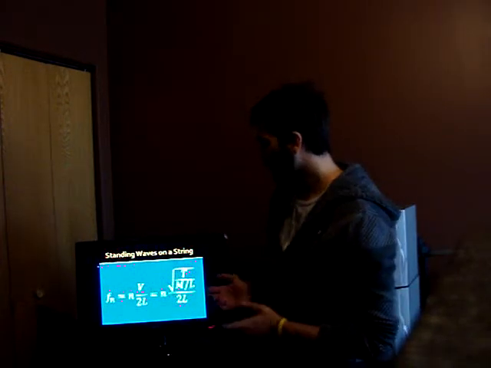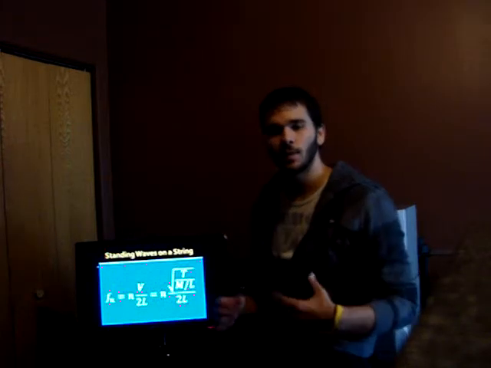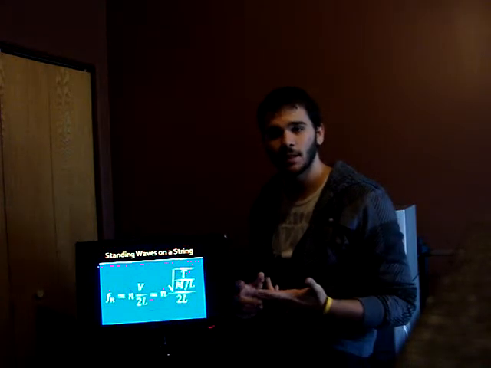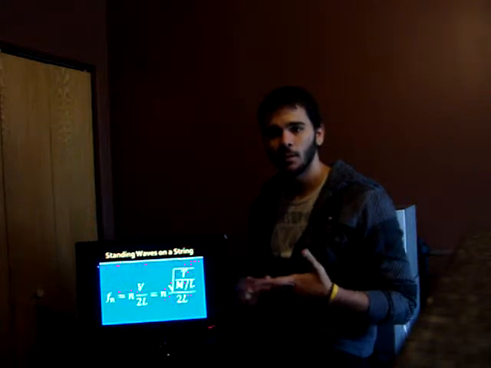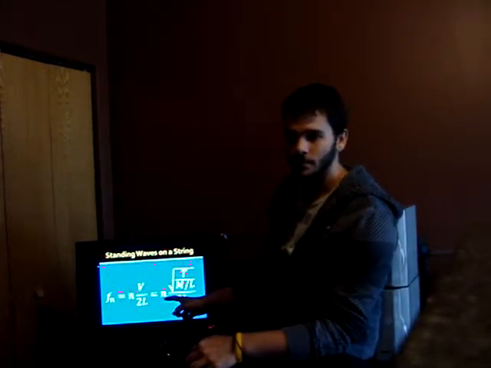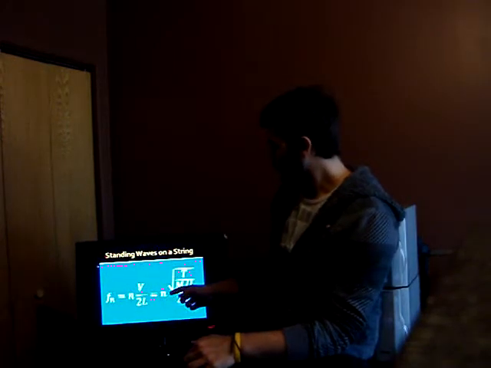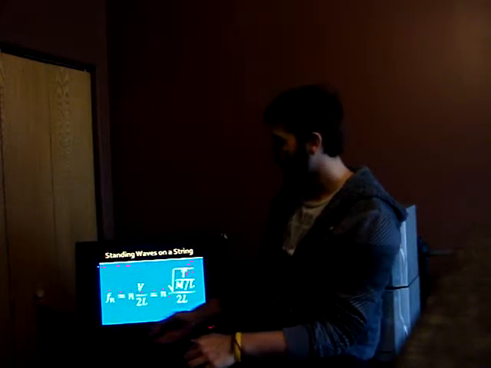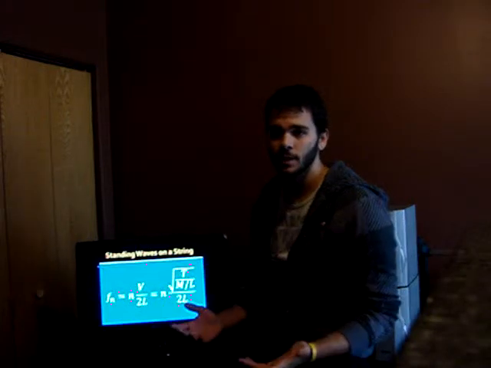We have a formula which describes the natural frequencies at which a string of a specific tension, length, and mass per unit length would like to vibrate. So, if n is an integer number, so 1, 2, 3, multiples of this will be the natural frequencies at which a string would like to vibrate.